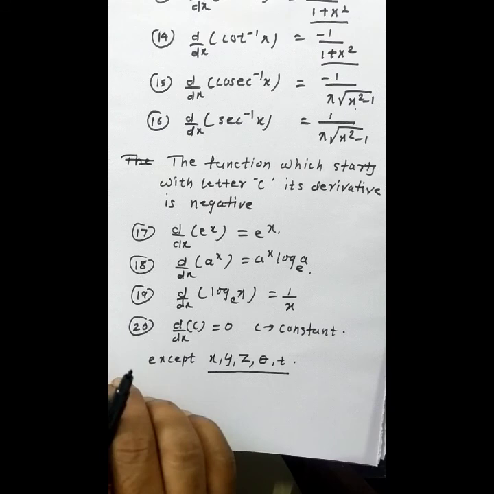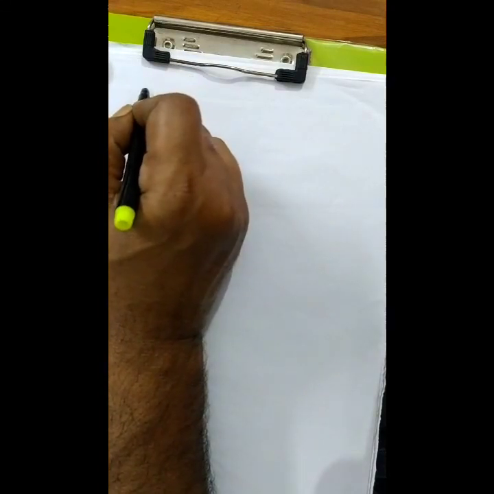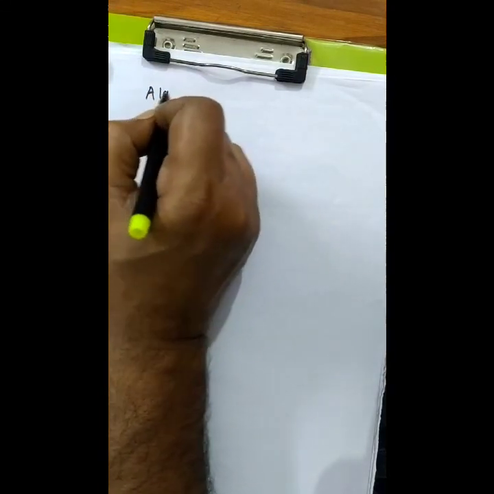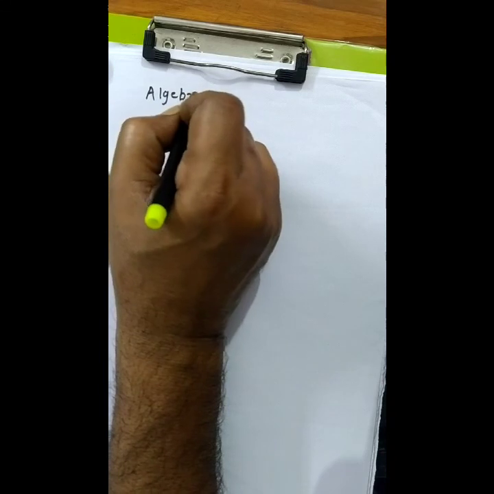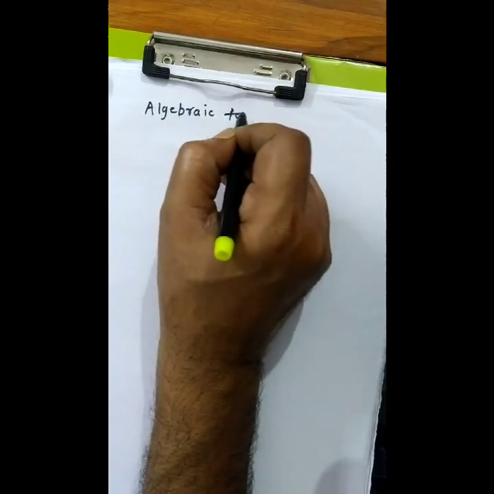You can see now there are totally 20 standard forms. The entire differentiation is based on these 20 standard forms. And then we have some algebraic forms. This also you have learnt last year. Just in short, I will revise algebraic forms. So, which are these algebraic forms?